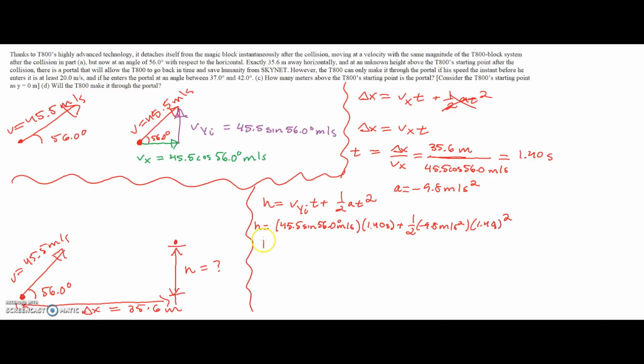And we're going to find that the height, when plugged into our calculator, is 43.2 meters. Let me just double check with my calculator to make sure that is actually correct. Alright, looks like we're good. So now we have the height. So for part C, the height of the portal is 43.2 meters. So now let's get on to part D.